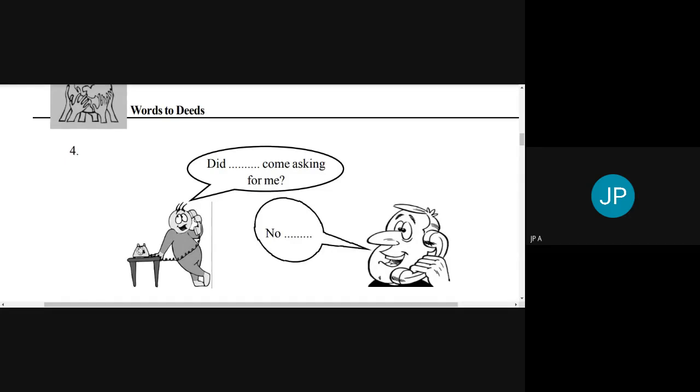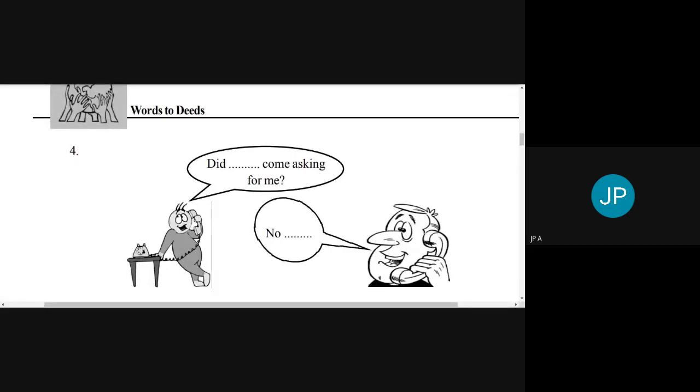So we have to use an indefinite determiner here. Which are the indefinite determiners here? Anyone is one. Okay, anyone can be asked. There is also one more. Someone can also be asked. Very good. So, did anyone come asking for me, or did someone come asking for me?